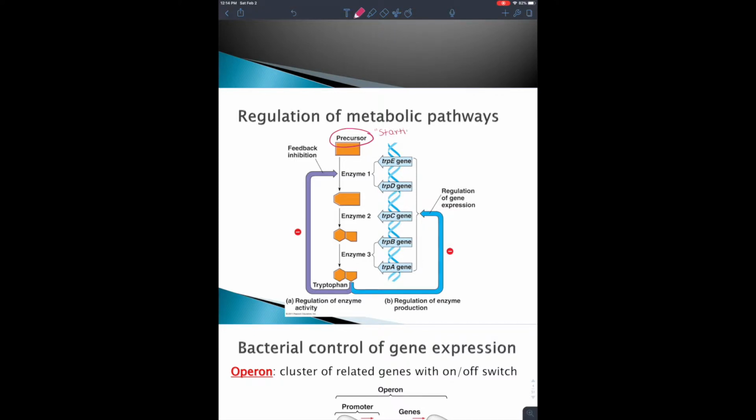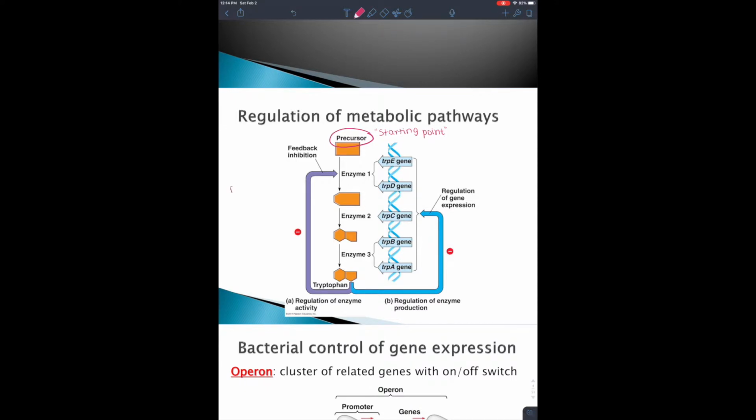A precursor for a protein would be an amino acid. A precursor for a carbohydrate would be a monosaccharide. So those are just little building blocks that are going to turn into a bigger product. Now, cells vary the amount of enzymes that they need by regulating gene transcription.